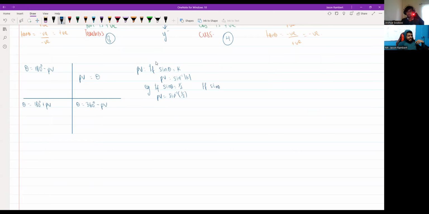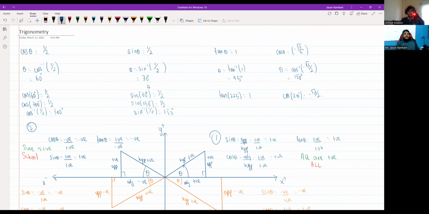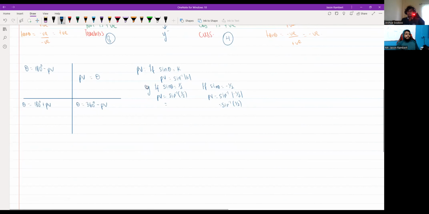If sine theta is equal to negative a half, my principal value is going to be sine inverse of the modulus of negative a half, which will be sine inverse of a half. Now, the only time you really use the modulus sign is if you have a negative number there. That's the only time you realistically apply the modulus function. Sine inverse of a half is 30 degrees.